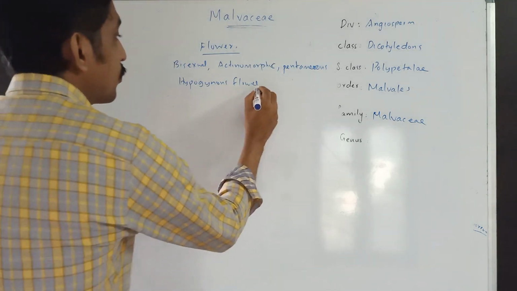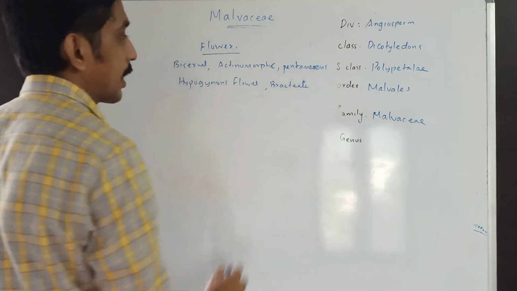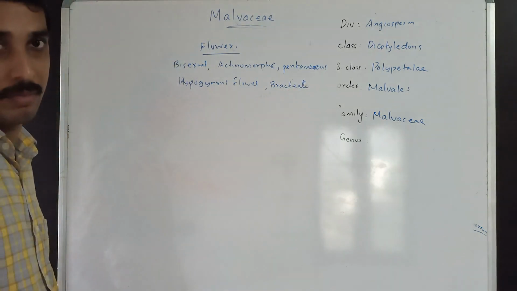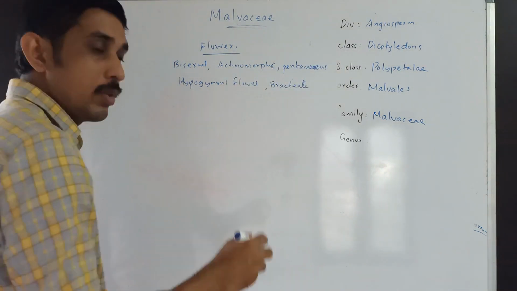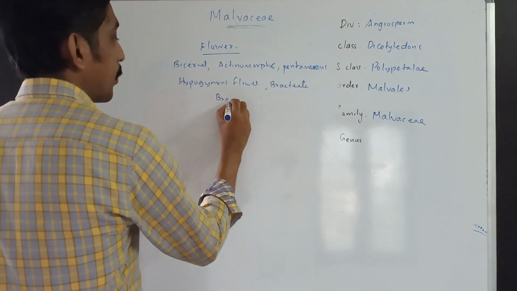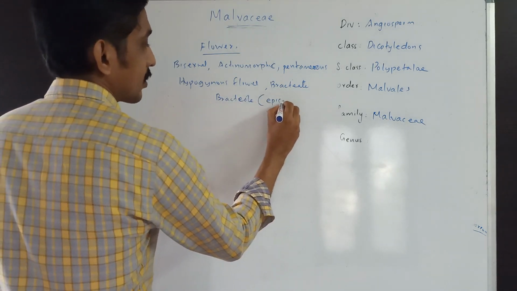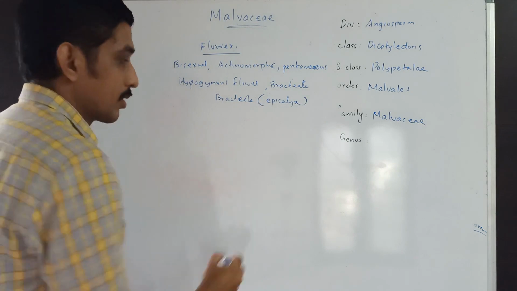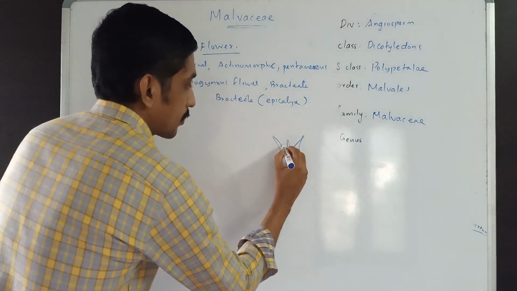And that flower contains bract. That is why we can call it a bracteate flower. In some cases like hibiscus, they can also have bracteoles in the form of an epicalyx. When we take the case of hibiscus, you can see this is the sepal.